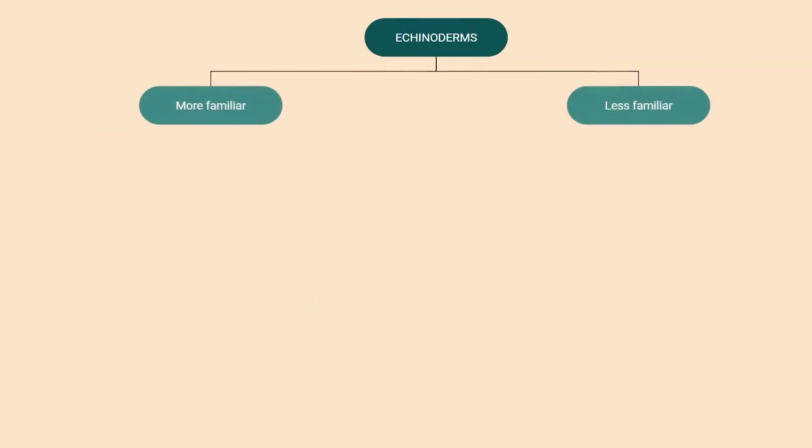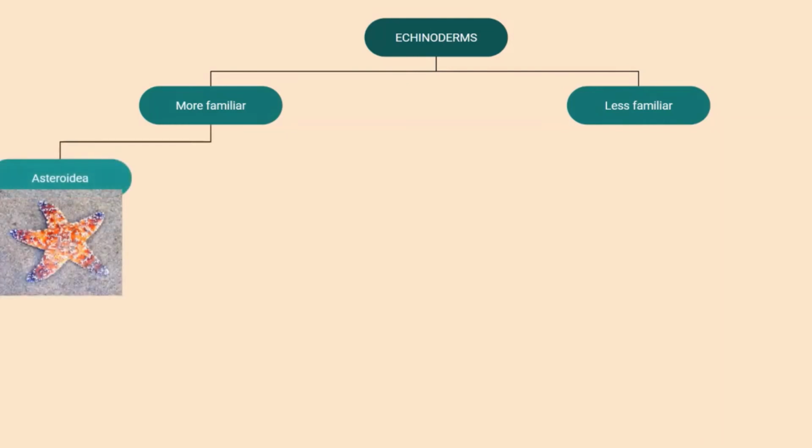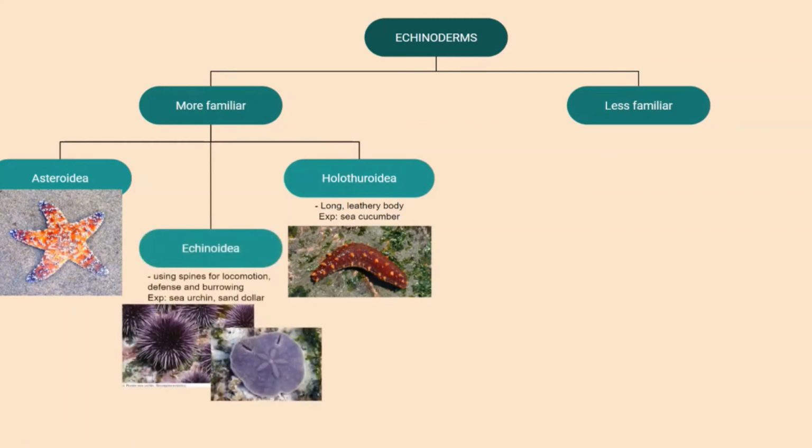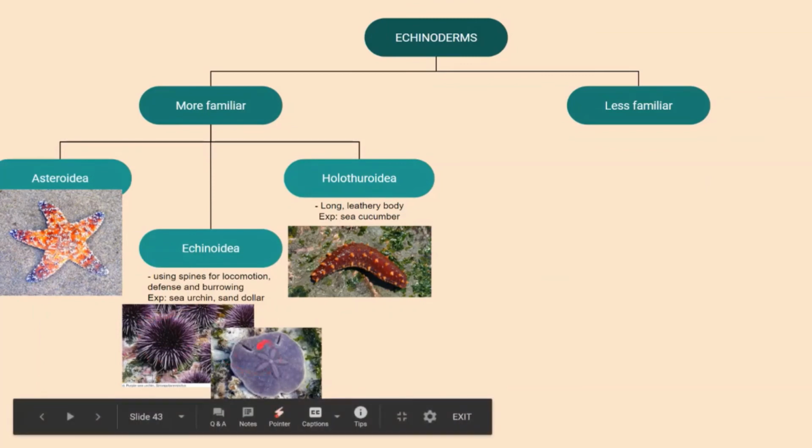Next is echinoderms. Echinoderms are divided into more familiar and less familiar types of groups. For the more familiar types, we have three. First is Asteroidea, a group of sea stars, while Holothuroidea have a long and leathery body, for example, sea cucumbers. Next is Echinoidea. Echinoidea use spines for locomotion, defense, and also burrowing, for example, sea urchins and sand dollars.